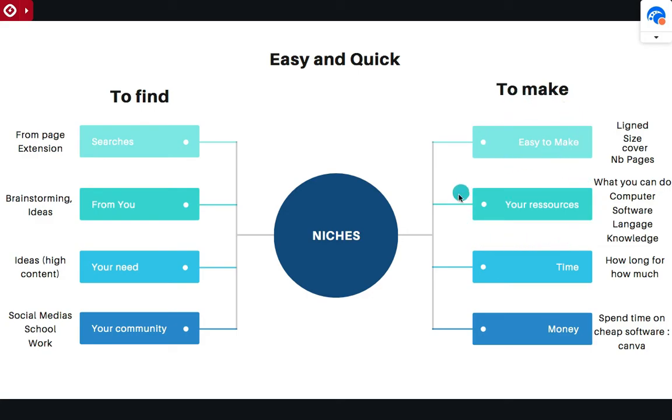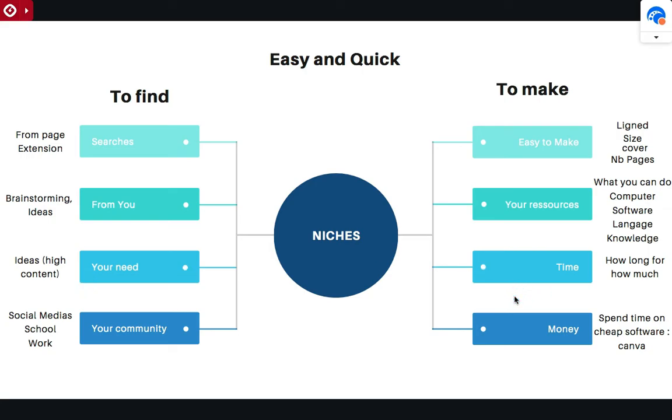And check your resources, what you can do, what you cannot do. Sometimes you're able to combine two different PDFs to create a more personalized notebook. Just check the software and the language. If you can publish in different markets, that's great. And your knowledge, as I said, your need. If you have knowledge in Chinese, for instance, try to use this knowledge to create high content.